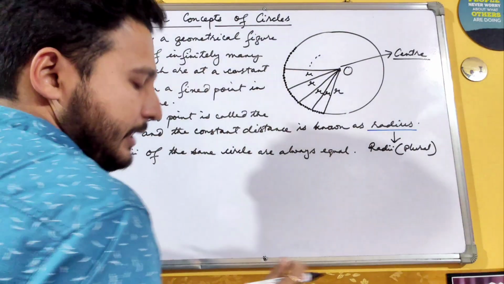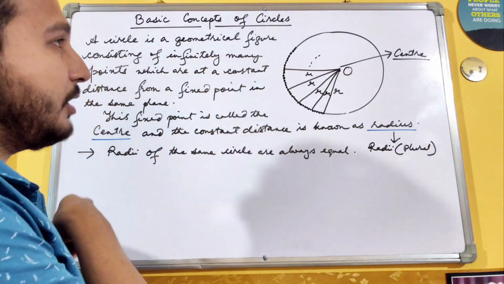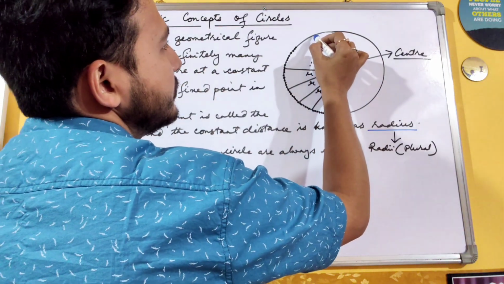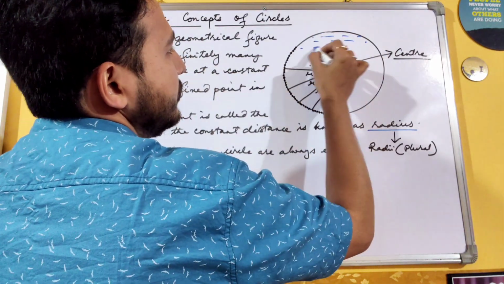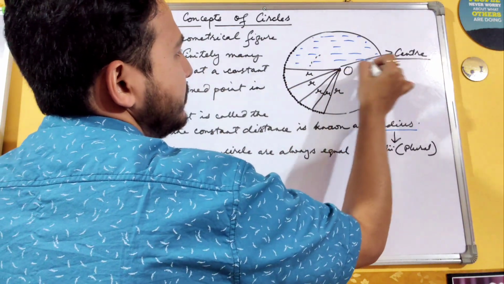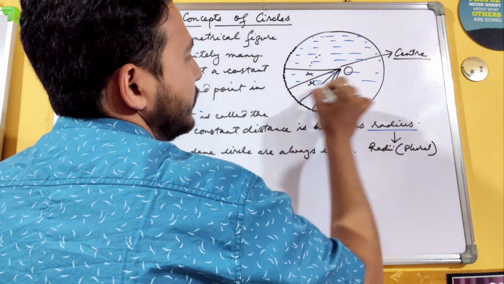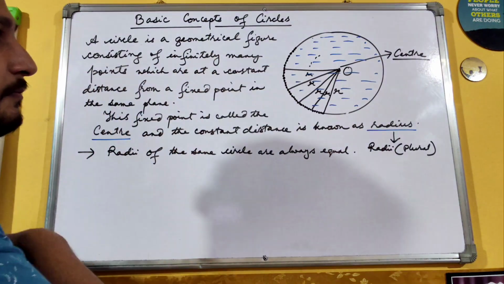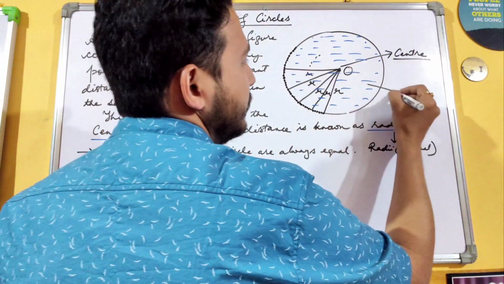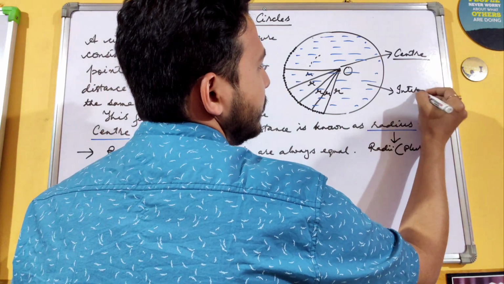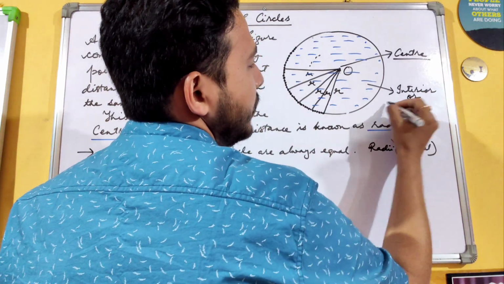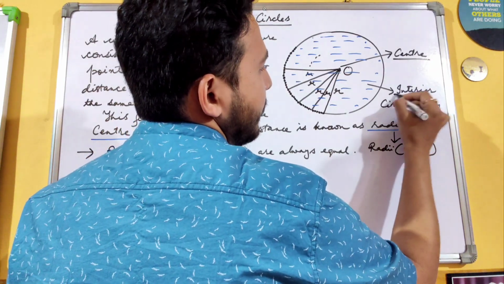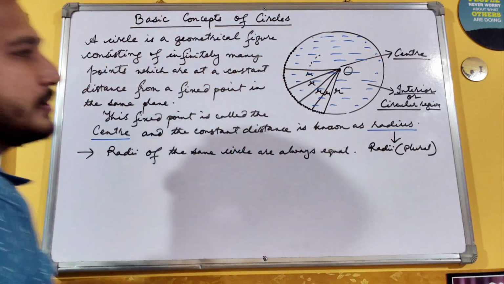Now let's check what's called the interior of the circle. The region which is inside the circle is known as the interior region of the circle, interior portion. It's called interior region, or circular region. Done with this.